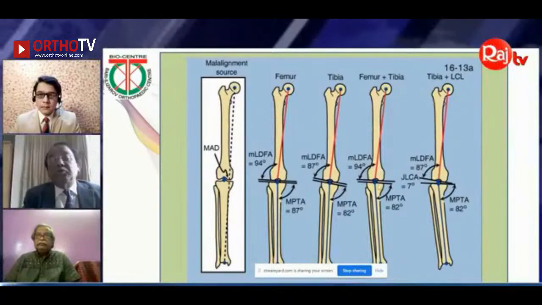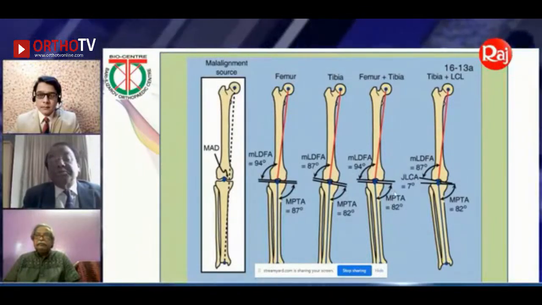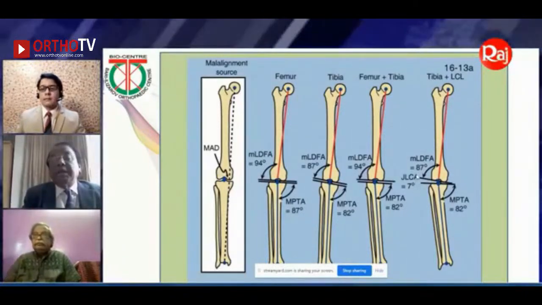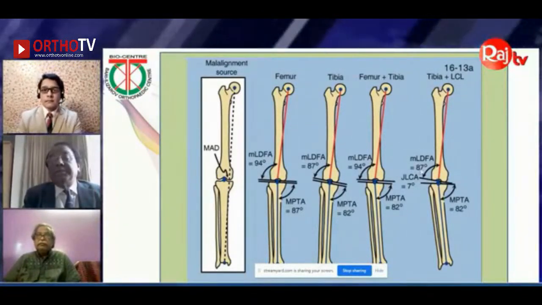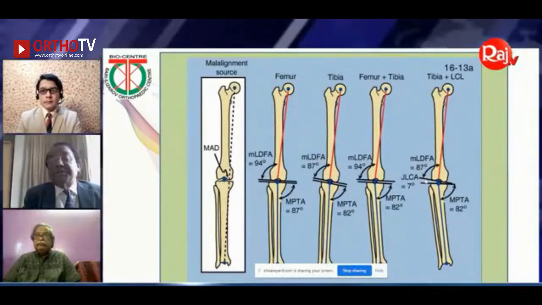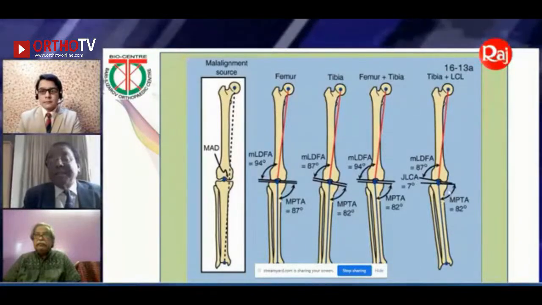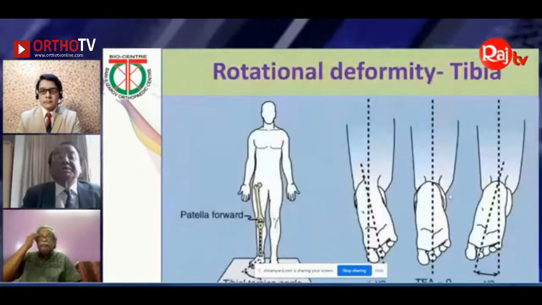Here, LDFA 94, this is 82, this is abnormal, this is all abnormal, and JLCA is 7 degrees. And here, LDFA 87, this is okay, but JLCA is increased, and MPTA is 82, that is also less, this is 87. So these are the angles.